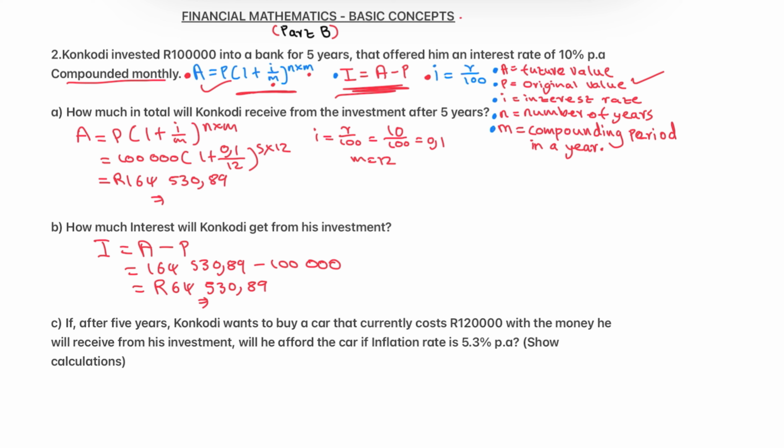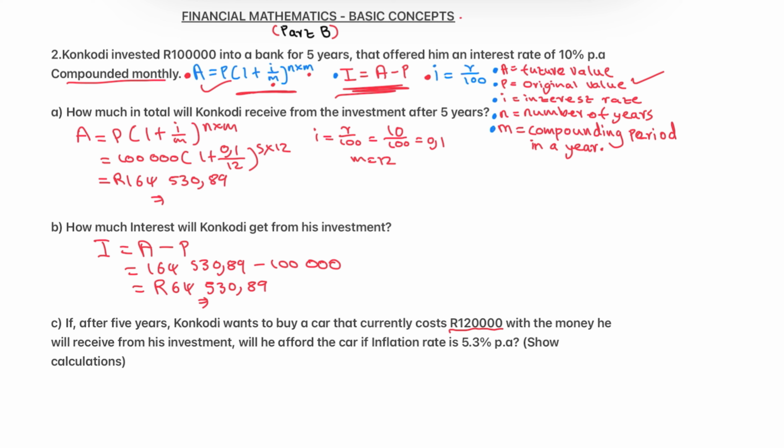Now, let's go to the interesting part. They say, if after 5 years, Konkodi wants to buy a car that currently costs 120,000 rand with the money he will receive from his investment. Listen, he invests money now, and in the future he's going to have 164,530. That money that he receives from the investment is 164,530. This person wants to buy a car in the future with the future value. But the current cost of the car is 120,000 rand.